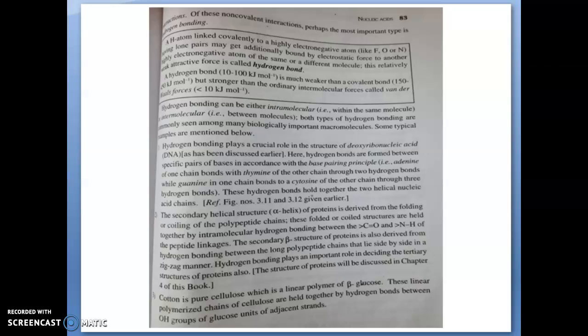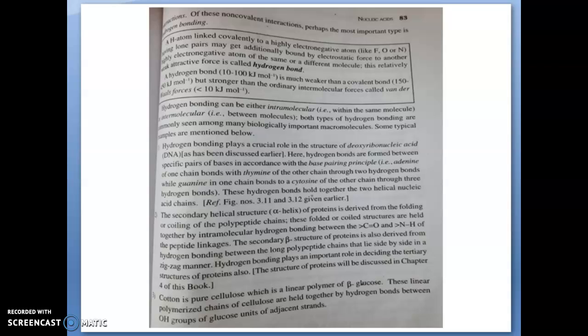Hydrogen bonding plays a crucial role in the structure of deoxyribonucleic acid. We saw the double helical structure of deoxyribonucleic acid in the previous videos. There we saw clearly that the electrostatic attraction between the nitrogenous bases is by hydrogen bonding. So the base pairing in the double helical structure is by hydrogen bonding. That means adenine with thymine, or guanine with cytosine, are by hydrogen bonding.